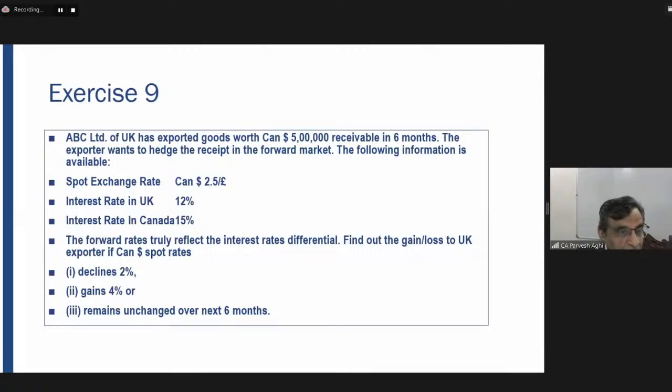So you have taken a forward cover, so you're taking a cut of about 1.5% in your forward revenue. Whereas the third part says that it will remain unchanged. So that means you will be making a loss by taking a forward cover.